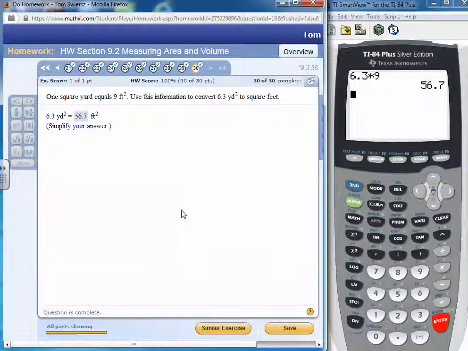Very good. This takes care of all the questions, all the homework exercises in section 9.2.